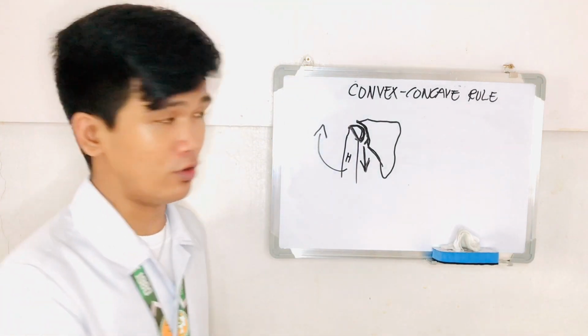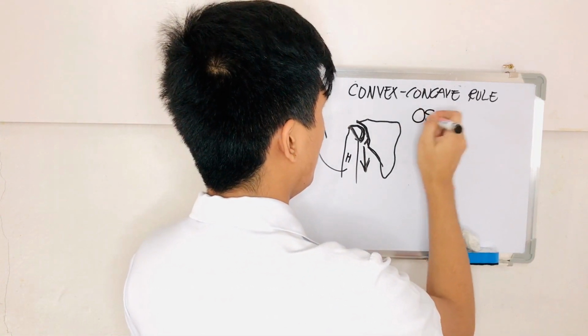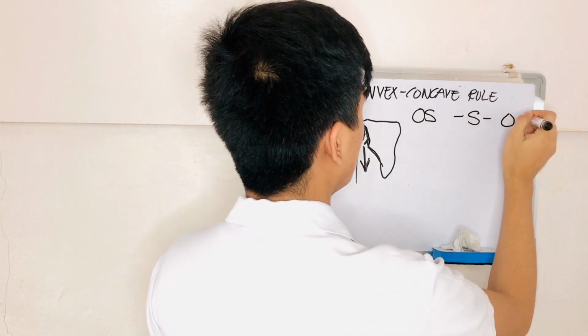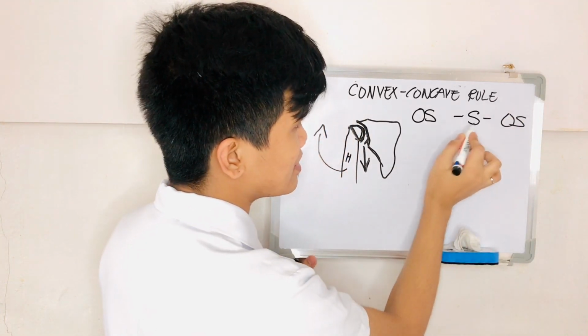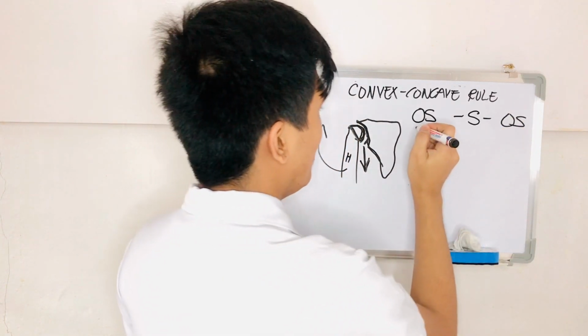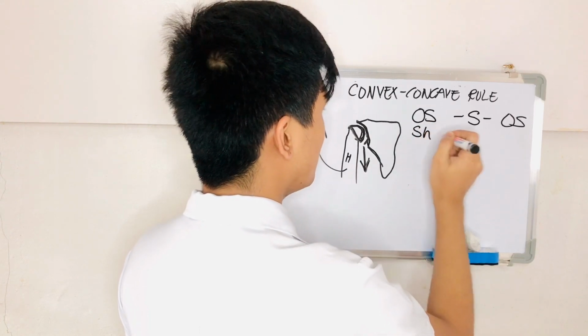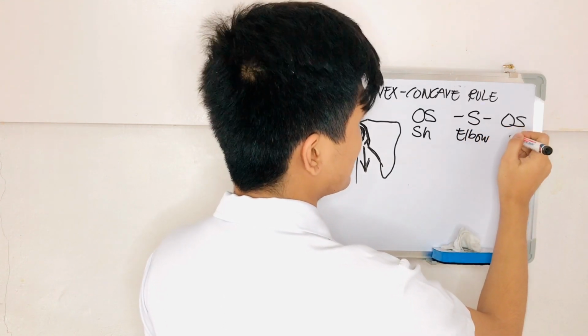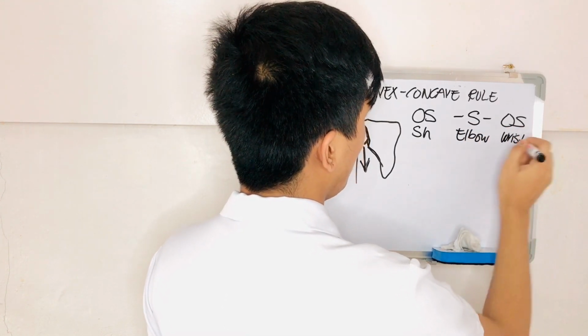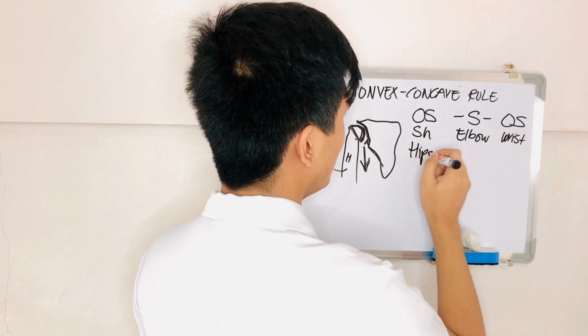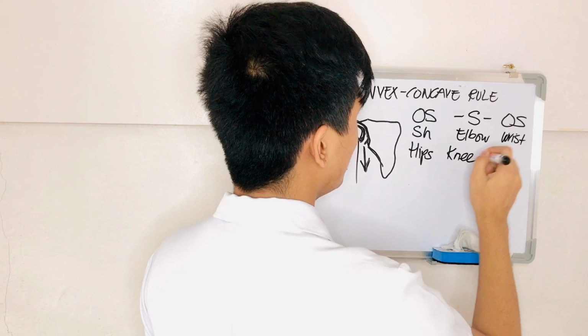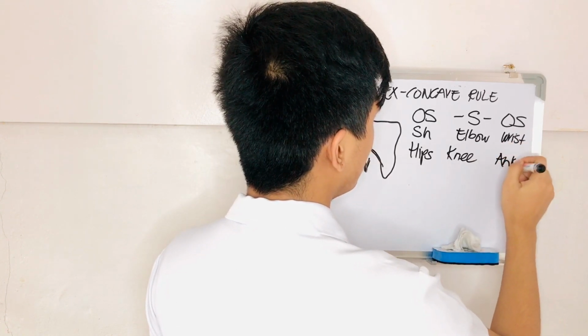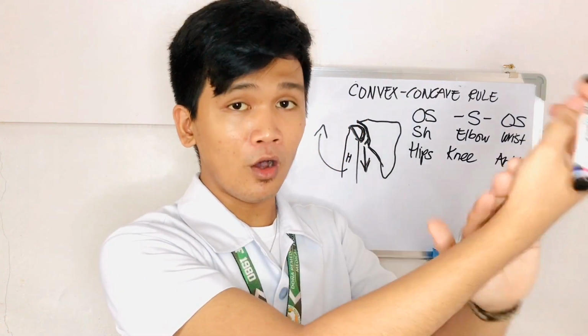To help you remember the Convex-concave rule, syempre, hindi mawawala ang ating mnemonics. We have the OS rule. Meaning opposite, same, and opposite. Opposite sa shoulder, same sa elbow, opposite sa wrist. Opposite sa hips, same sa knee, opposite sa ankle. Ganun lang kasimple. Opposite, same, opposite. And then opposite, same, opposite.